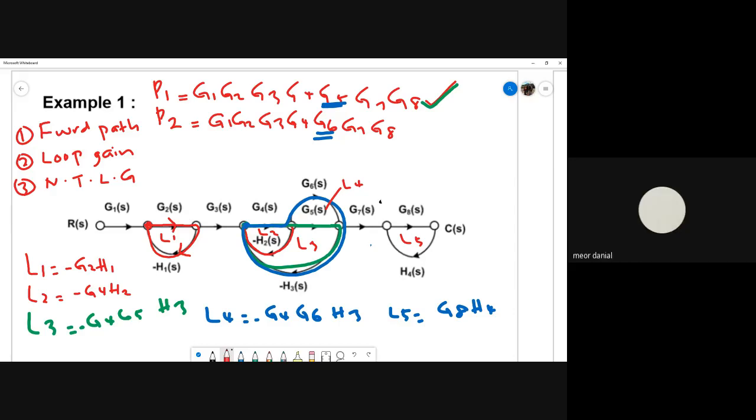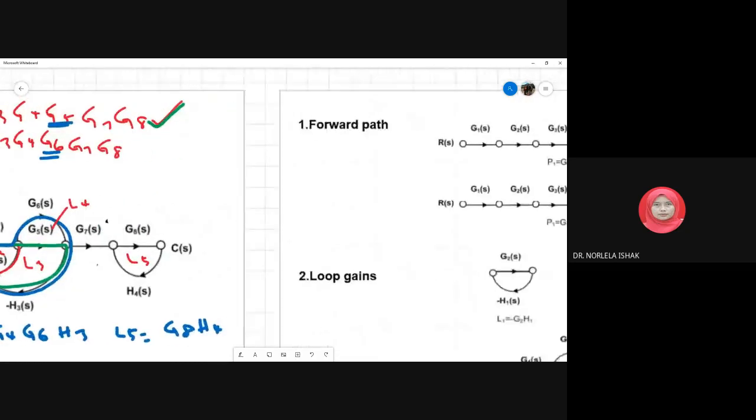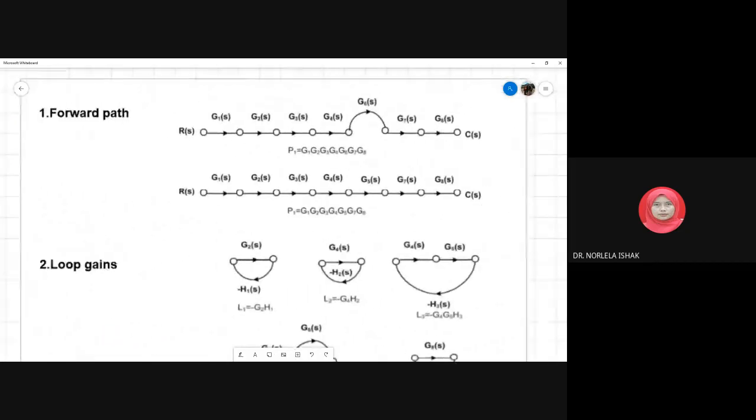Which one non-touching loop gain? L1 and L2. Okay, lagi? L1 and L3. Okay. Lagi? L1, L4, L1, L5. Okay, very good. And then L5 also non-touching with the L2, L5 non-touching with L3 and L5 non-touching with L4. Betul tak? Betul. Okay, this one.